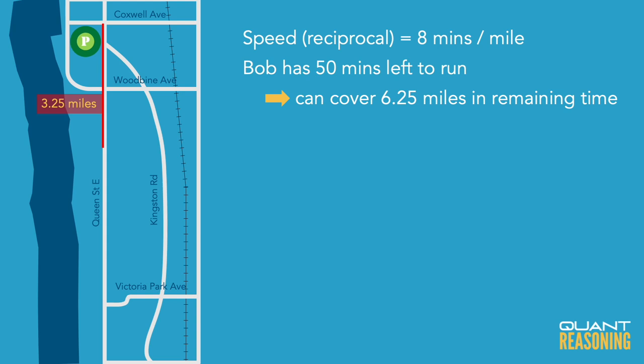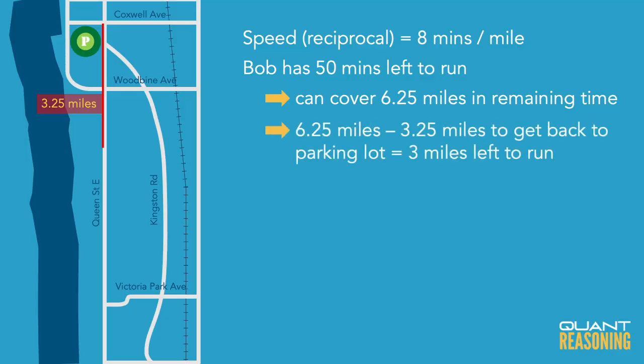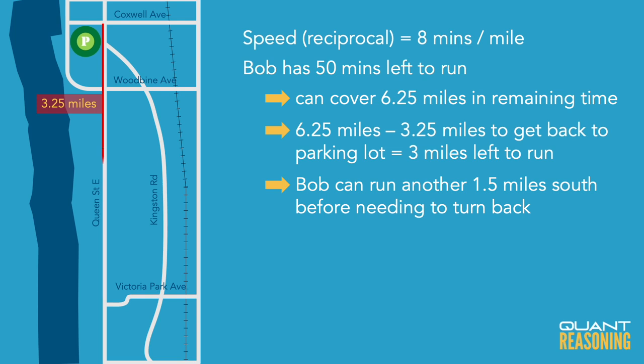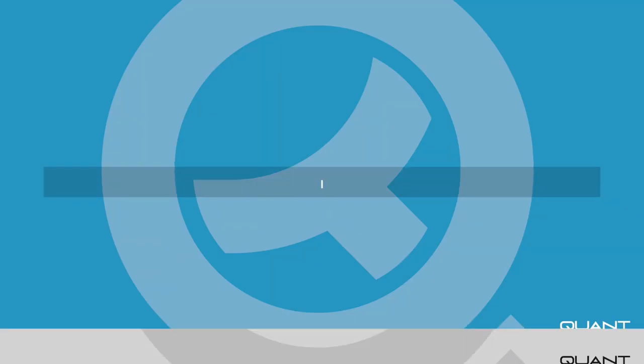miles, but 3.25 miles I need to put aside for running back from where I am currently, and that just leaves me 3 more miles, which I'm going to have to split half and half, right? I'll go another 1.5 miles in the same direction and then turn back. So it turns out that the correct answer to this question is 1.5 miles.